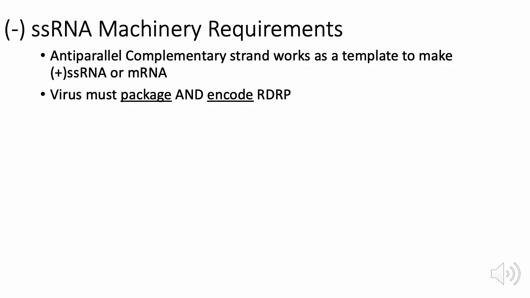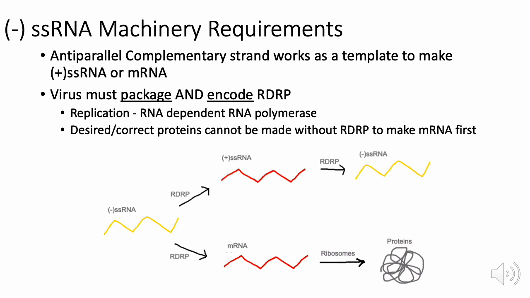RDRP must also be encoded to ensure that all virions also have a copy of the polymerase for their future propagation into additional hosts. Otherwise, the virus would be stranded when it reaches the next host. Note that the proteins could theoretically be made in the negative direction, however, these would be utter garbage. The desired proteins are coded in the positive orientation.